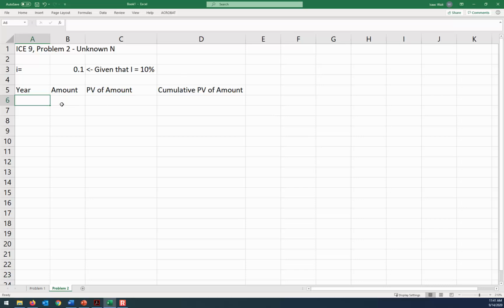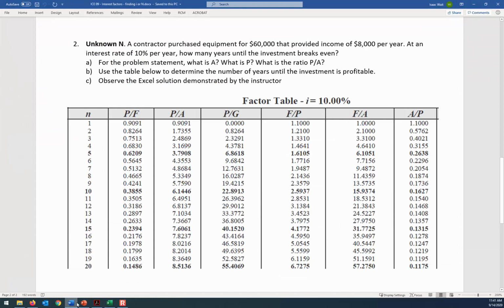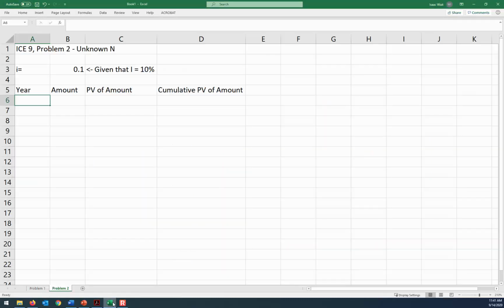Okay, so this problem statement just says that you buy the equipment and then it has income, and it doesn't say how many years that income continues. We're not exactly sure how long until the investment breaks even. So let's just look at 17 years. Let's see if it's within the first 17 years.